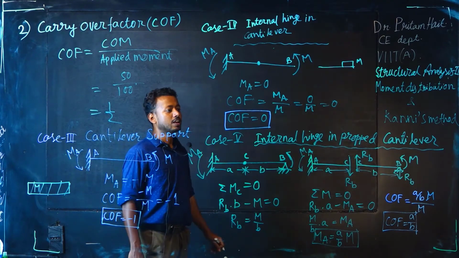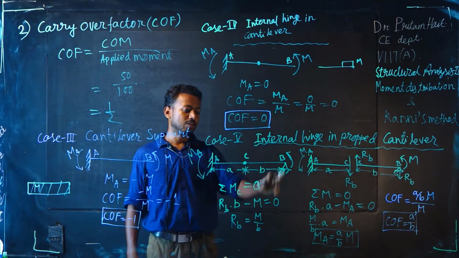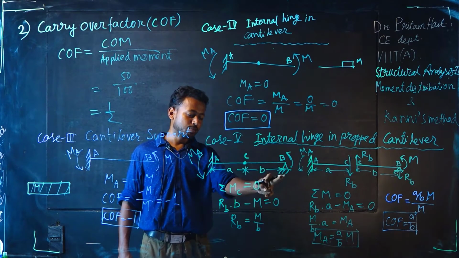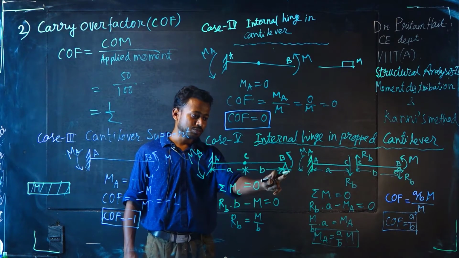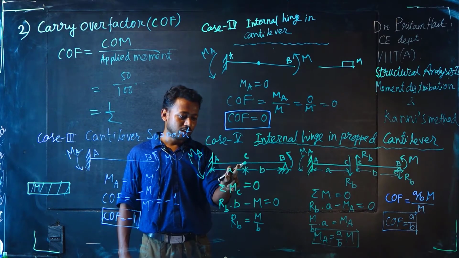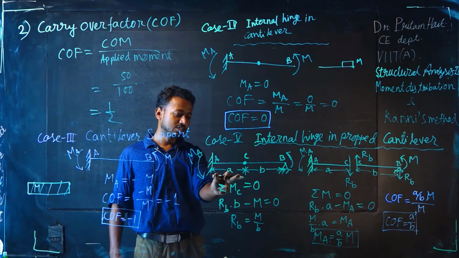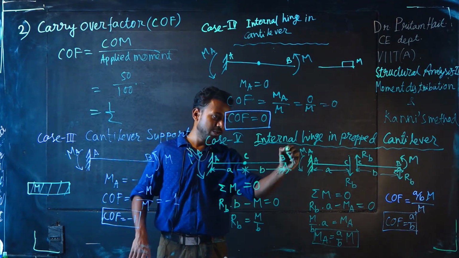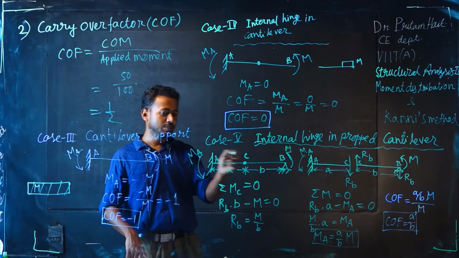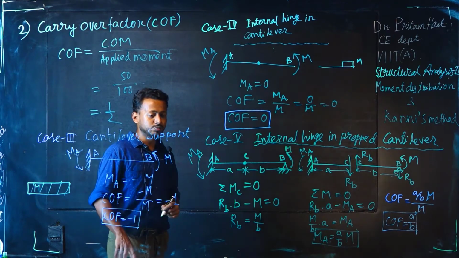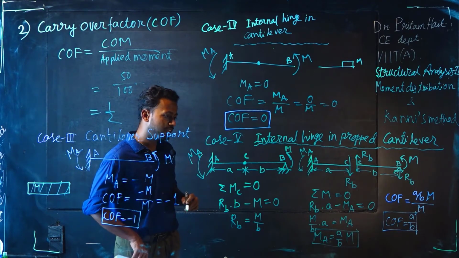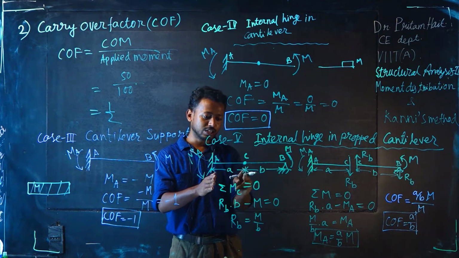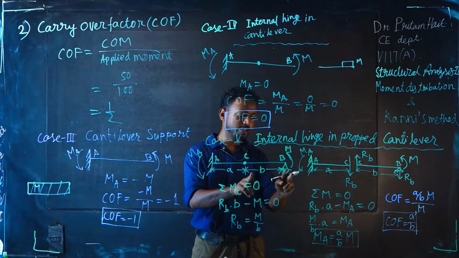Case 5, internal hinge in a prop cantilever. There is a prop cantilever here. This is the prop of the cantilever, the prop support. The internal hinge is provided, and this is distance A, this is distance B. Now if we apply the M moment at point B, what will be the carryover? Let's assume the carryover moment is MA. Now I will break this into two parts: A to C one part and C to B another part.